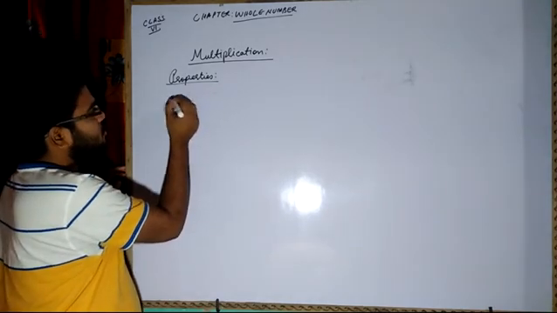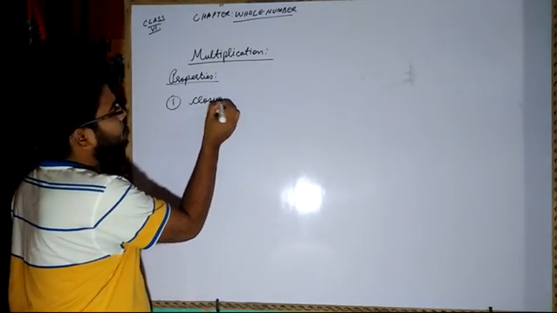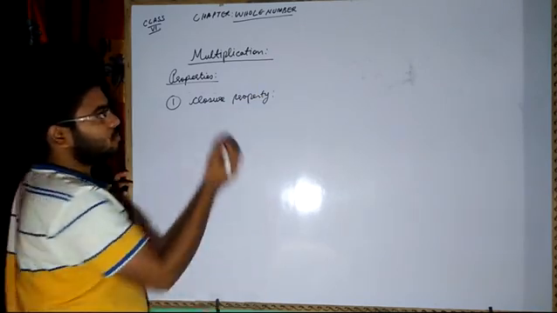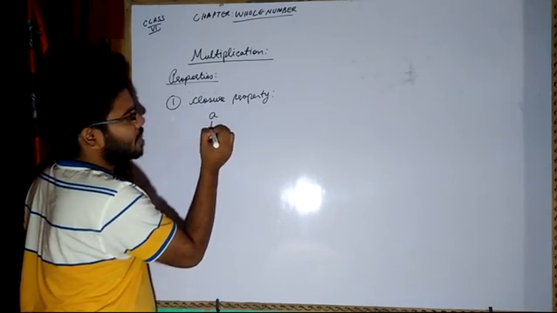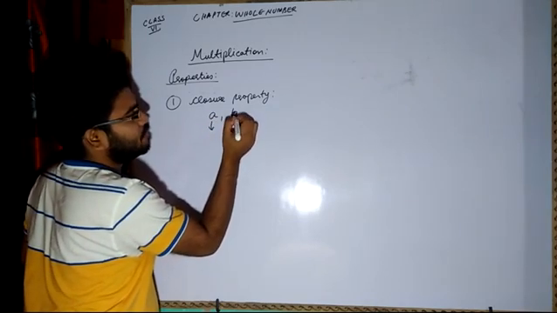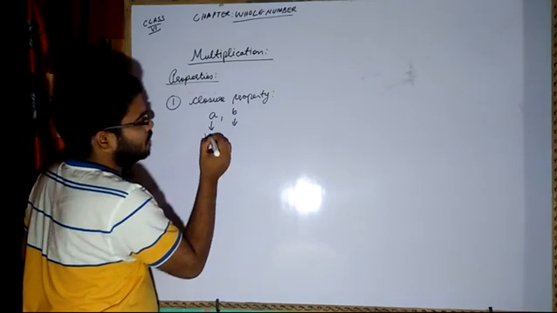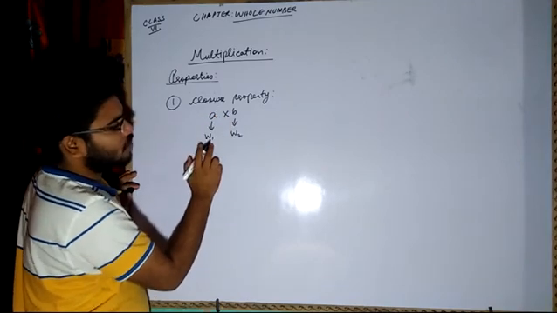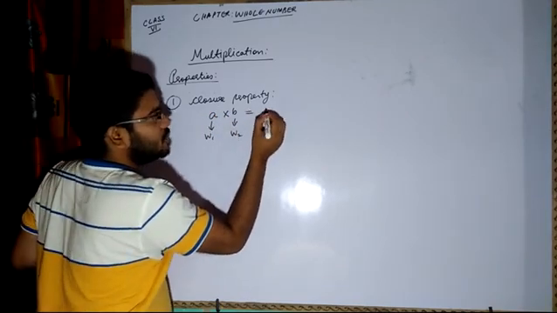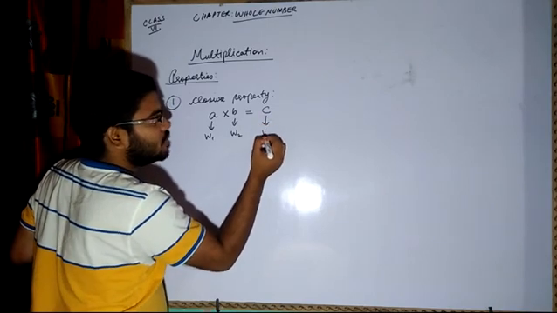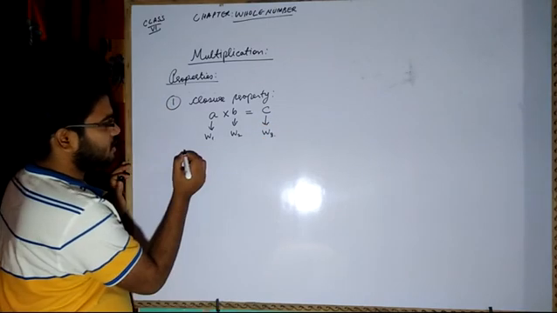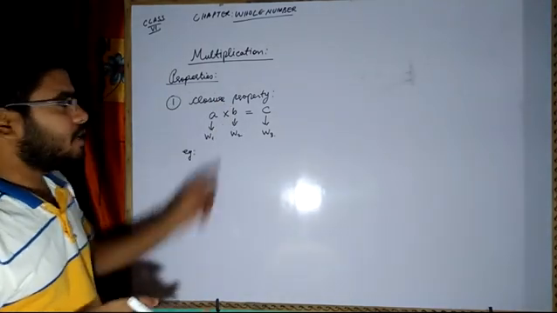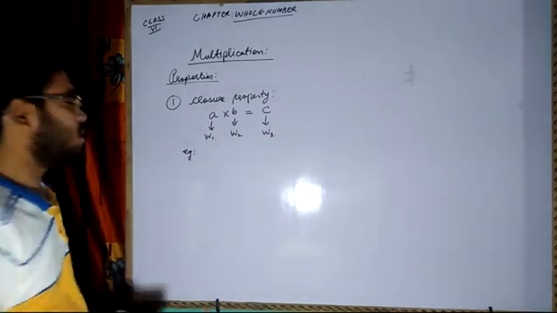And the very first property is the closure property. Now what does it say? Suppose I have two whole numbers, say A and B. When we multiply one whole number by the second whole number and get C, then this will also be a whole number. First whole number, second whole number, when multiplied, will give you a number which will also be a whole number.